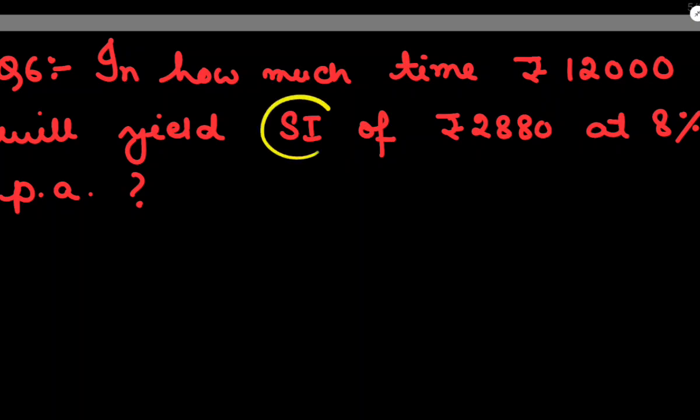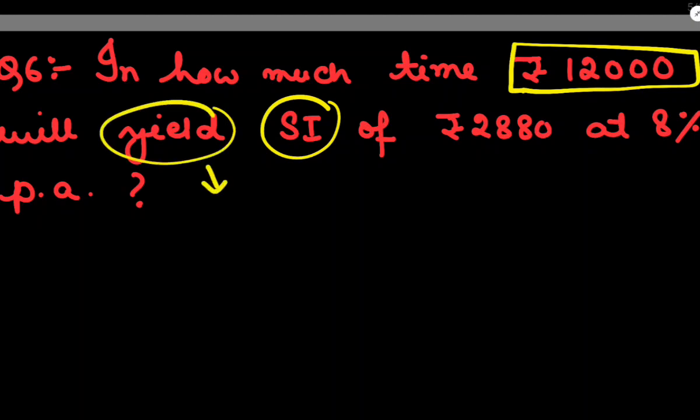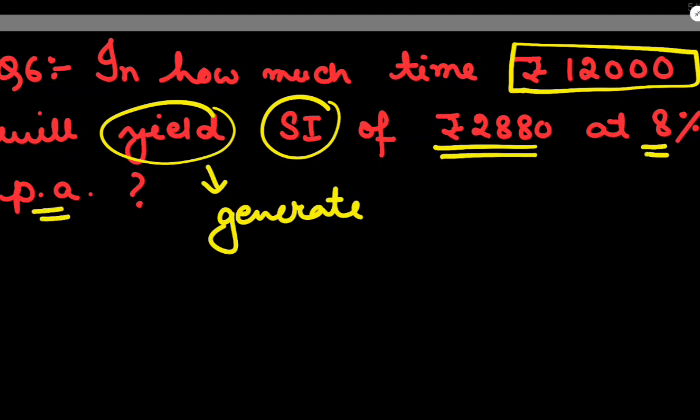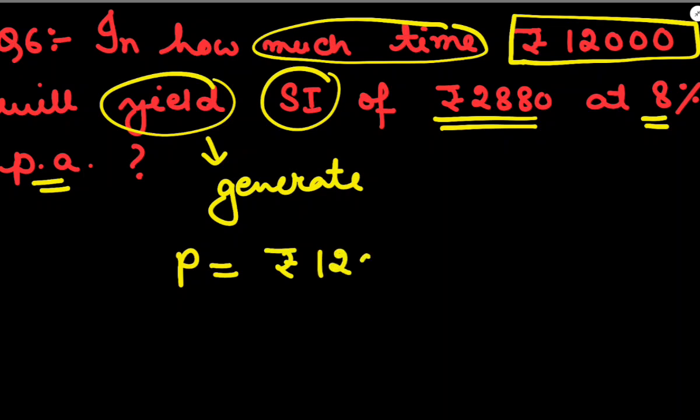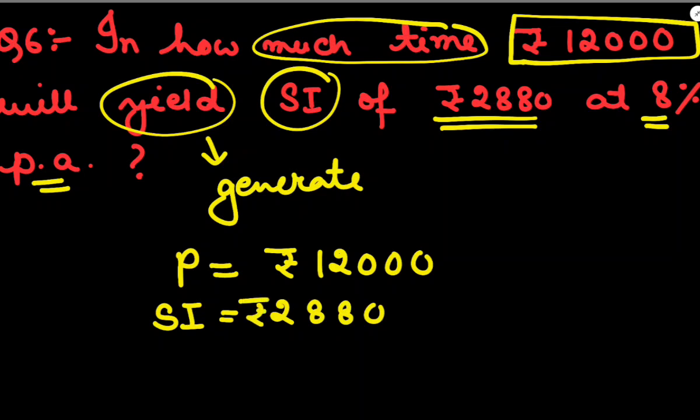Okay, this is the SI. In how much time will rupees this yield? Yield means generate, produce, right? Yield or generate. SI, simple interest of this at 8% per annum.